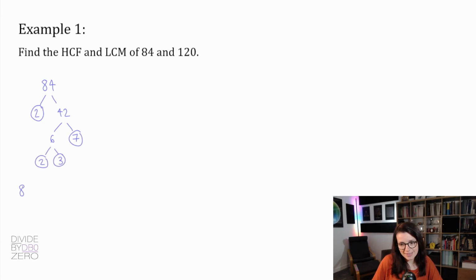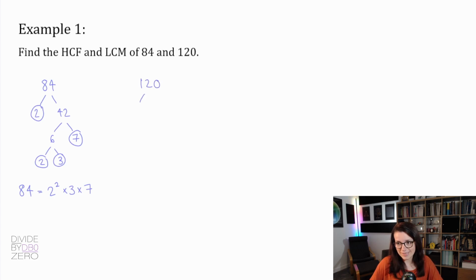So we can say 84 equals 2 squared times 3 times 7, because there are 2 2s, 1 3, and 1 7. You can write these numbers in any order you like, but I like to order them smallest to largest just to make the Venn diagram part a bit easier.